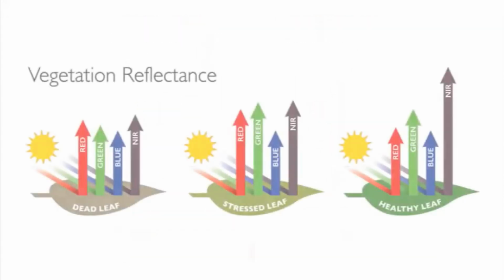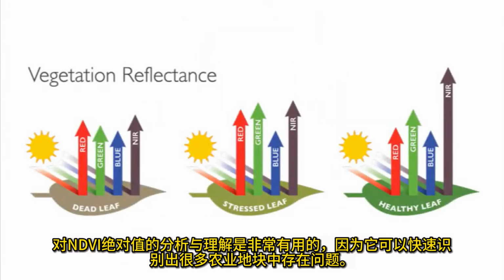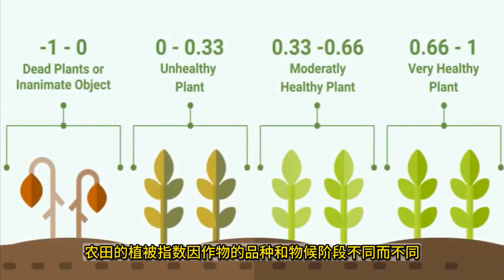The interpretation of the absolute value of the NDVI is highly informative, as it allows the immediate recognition of the areas of the farm or field that have problems. The average NDVI of a field varies according to the variety and phenological stage of the crop.